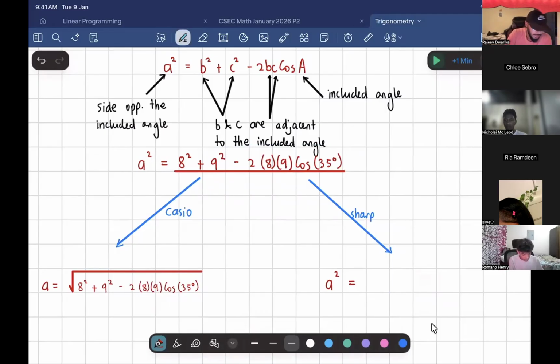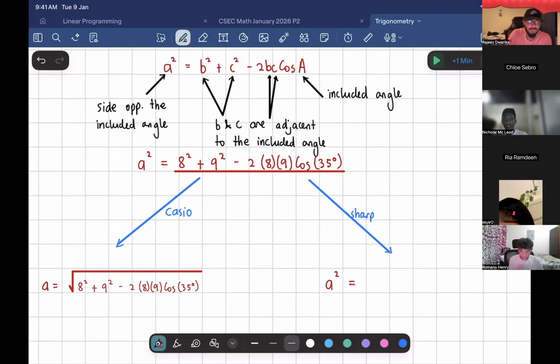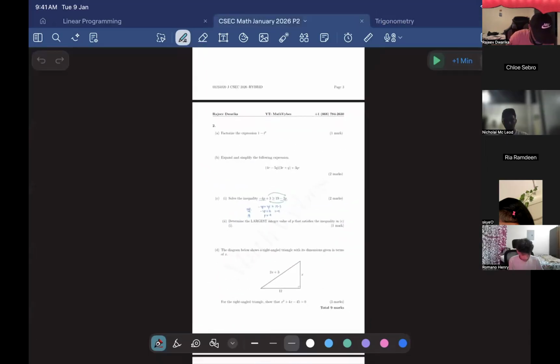Casio users, did you all get an answer? Do we have any Casio users here? Yes, sir. Nicola, you have a Casio? The Sunway, sir. Oh yeah, it's Sunway. That works as well. So plug this in and let me know what you get. I got 5.20, sir.